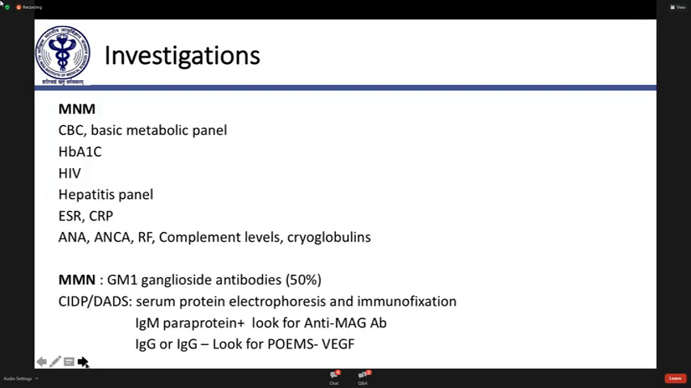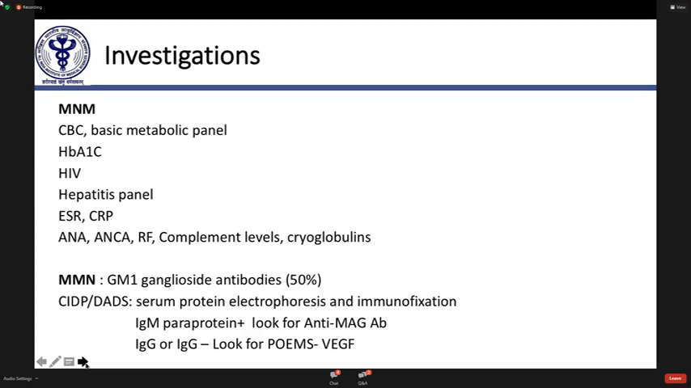In a mononeuritis multiplex, you do blood counts and the basic metabolic panel, HbA1c, HIV, hepatitis panel, ESR and CRP for the autoimmune process, and the autoimmune markers of the DNA profile, complements and the cryoglobulins. If you are suspecting a multifocal motor neuropathy, GM1 ganglioside antibodies can be checked, positive in about 50%.